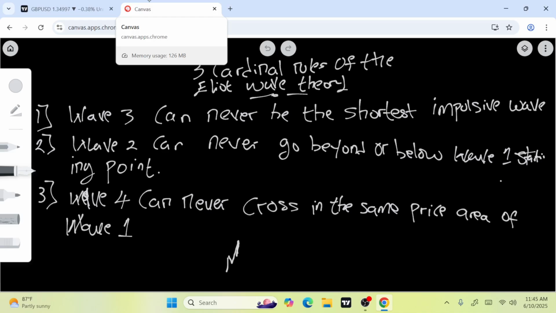Now, these are the three rules. Wave 4 can never cross into the same price area of wave 1. Which also implies that wave 4 cannot go below the starting point of wave 3.